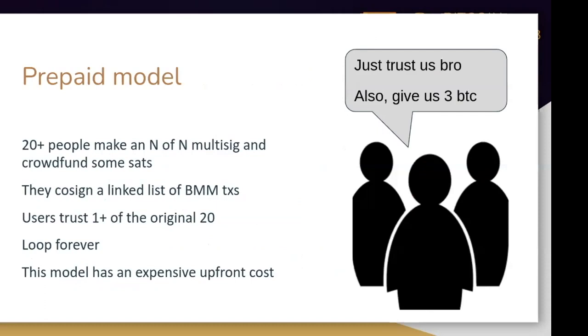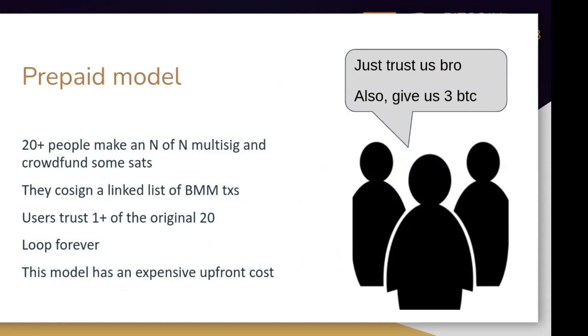But there's also a prepaid model, and in the prepaid model, it's more trusted. You can have any number of people do this, but you have 20 or so people make a really big multi-sig, and they crowdfund some sats to go into it. Let's say they're like, we want to make enough blocks for this thing to last for 10 years. So they crowdfund like 3 Bitcoins or something, $60,000 should be enough to pay for fees for 10 years. And then they co-sign a linked list of blind merge mine transactions.